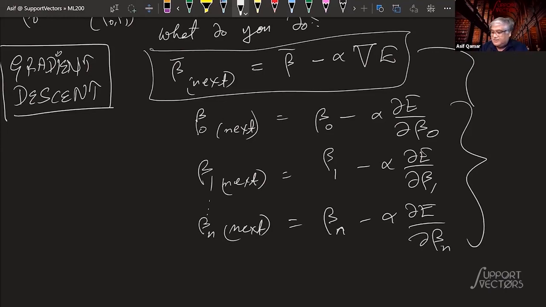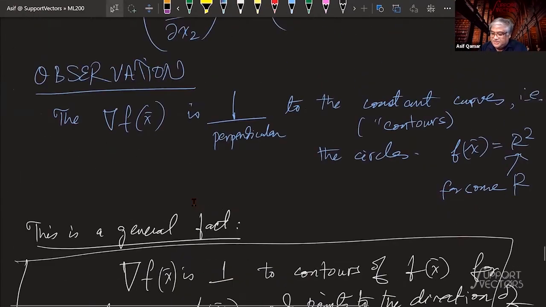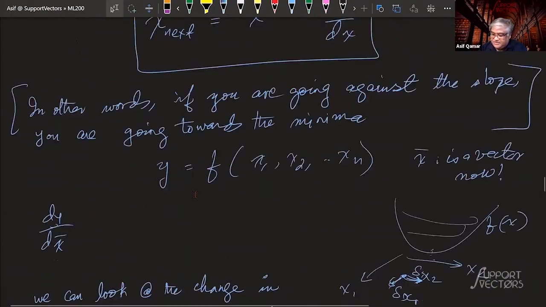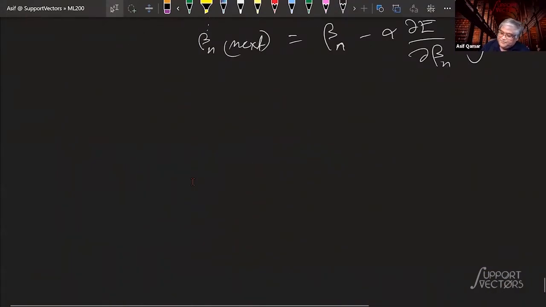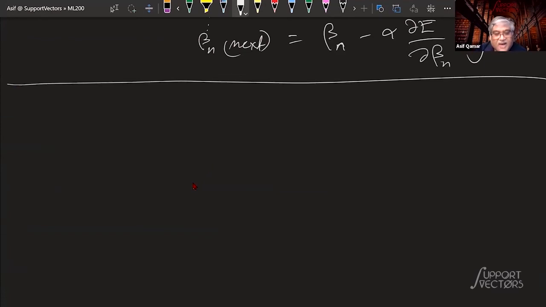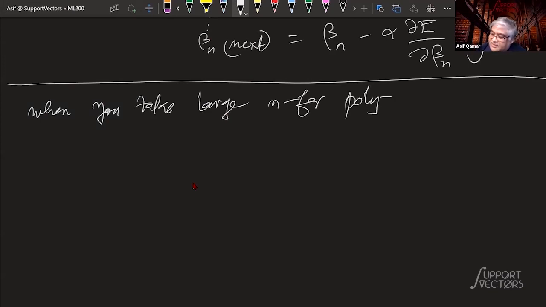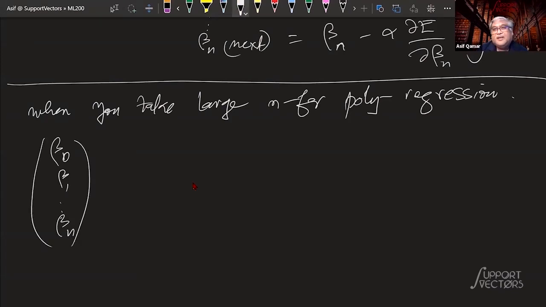Now, let's come back to the machine learning part of it, right? This was a detour through basic calculus. Now what happens is, and I'll mention this without giving a reason why, when you take high degree polynomials and when you have overfitting, when you take large n for polynomial regression, what will you end up with? You will have beta 0, beta 1, up to beta n, isn't it, guys? You will have different parameters.